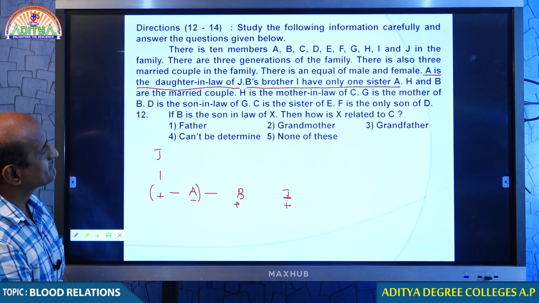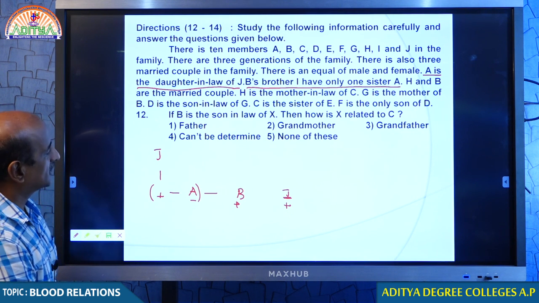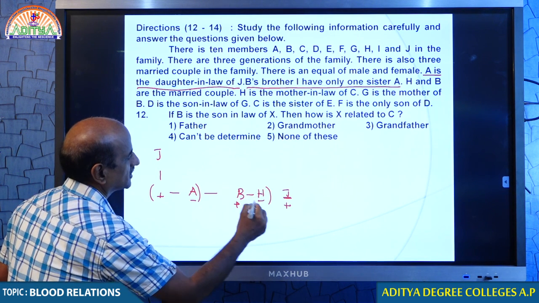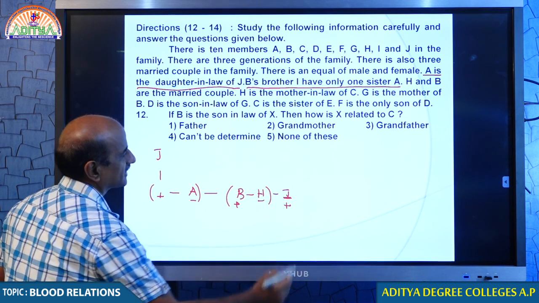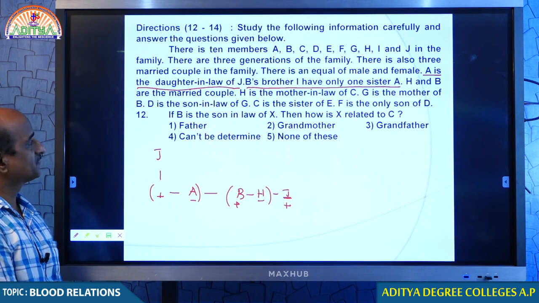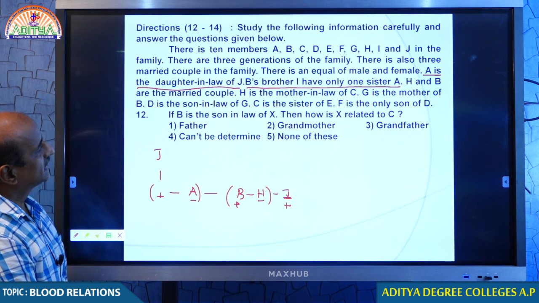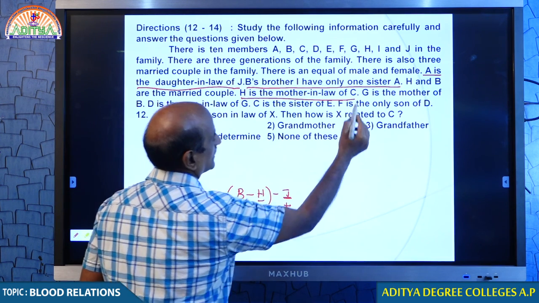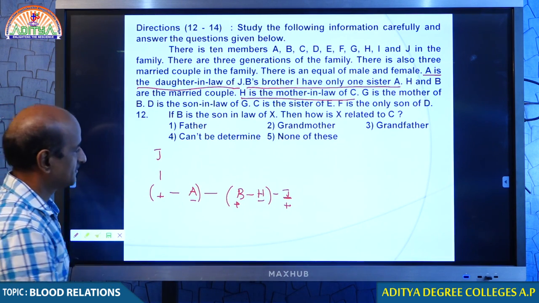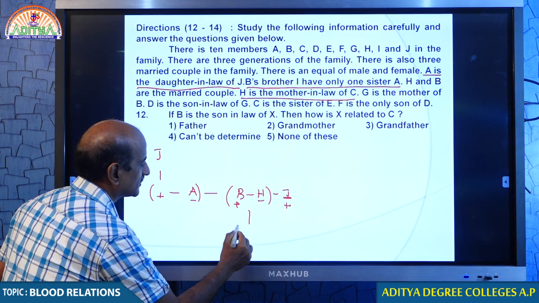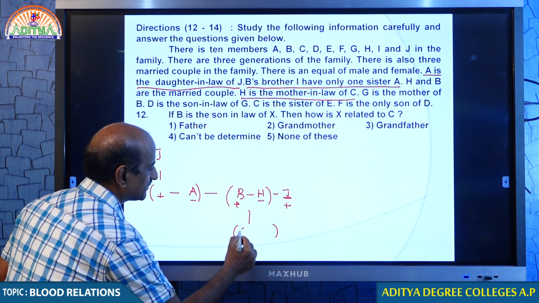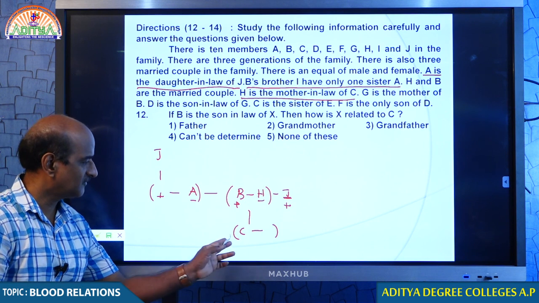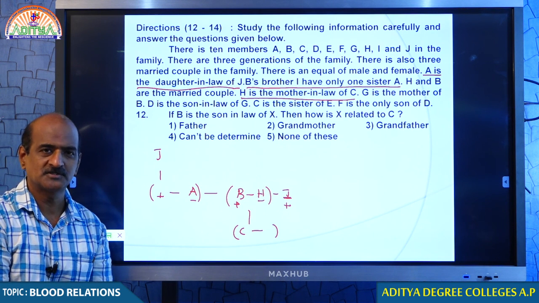Come on, students. Then H and B are married couples. H is mother-in-law of C. What does that mean? Therefore, C married into the family. H is mother-in-law of C. I am not confirming the gender of C. I don't know about C.